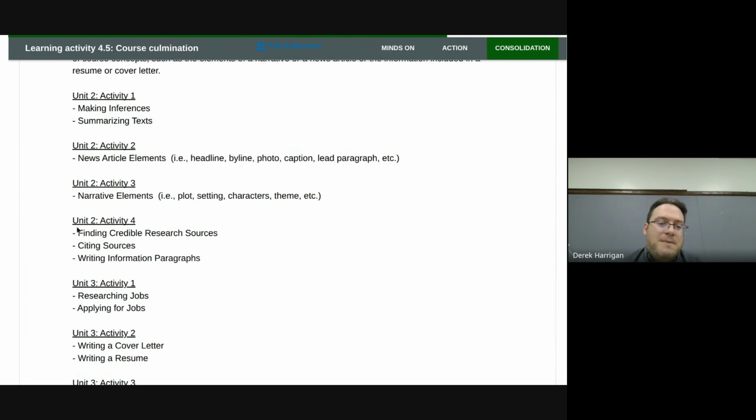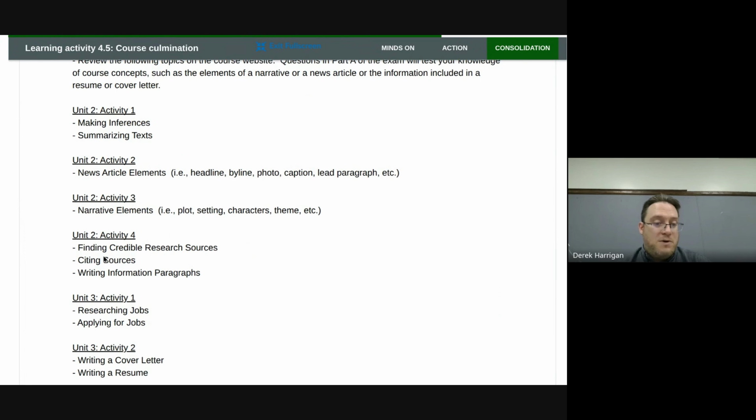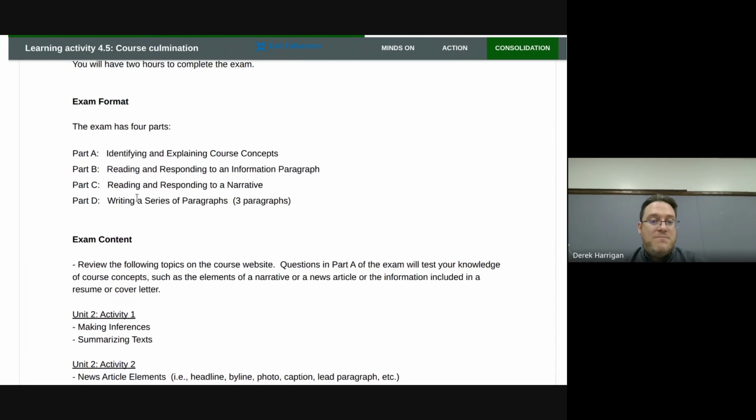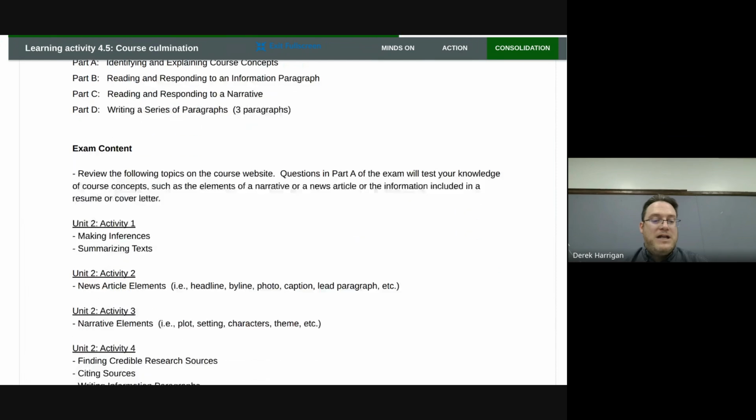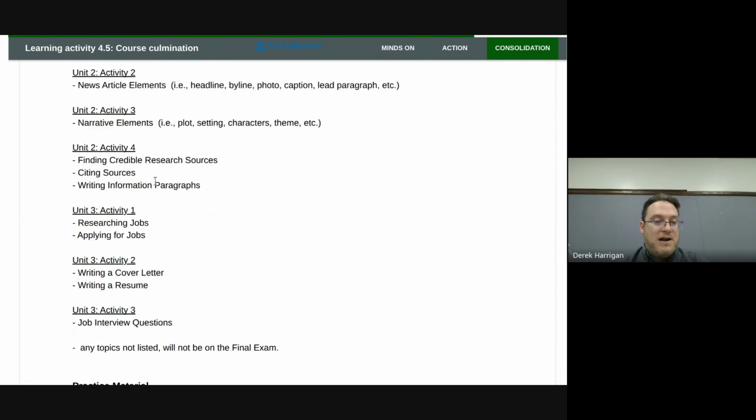Unit 2, Activity 4 was about research and information paragraphs. I would expect you to know what a credible research source is and how to properly cite sources, so I could ask questions about that in Part A about course content. Writing information paragraphs: you are not going to have to write me an information paragraph. You're going to have to write me a series of paragraphs, but you will read an information paragraph on your final exam. So you might want to go back and take a look at the parts of an information paragraph.